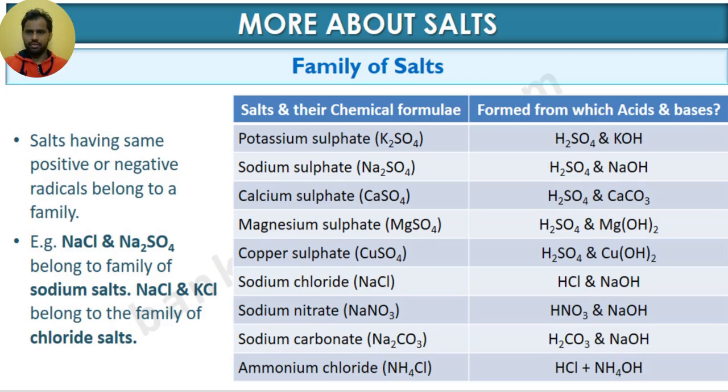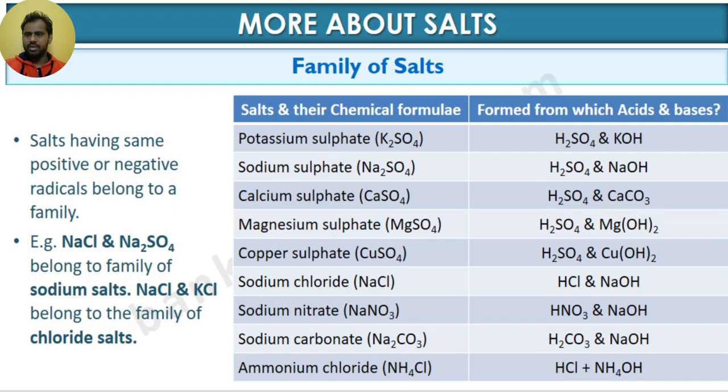You can see a table on your screen, and I have put down some salts and their chemical formulae, and we can also see the information given to us about which acid and base these salts have been formed from. The first salt we see is potassium sulfate, K2SO4. It is formed by H2SO4 and KOH reaction. In the same way, sodium sulfate is formed from H2SO4 and NaOH reaction. Calcium sulfate is formed from H2SO4 and CaCO3 reaction. Magnesium sulfate is formed from H2SO4 and Mg(OH)2 reaction. Copper sulfate is formed from H2SO4 and Cu(OH)2 reaction, and so on.